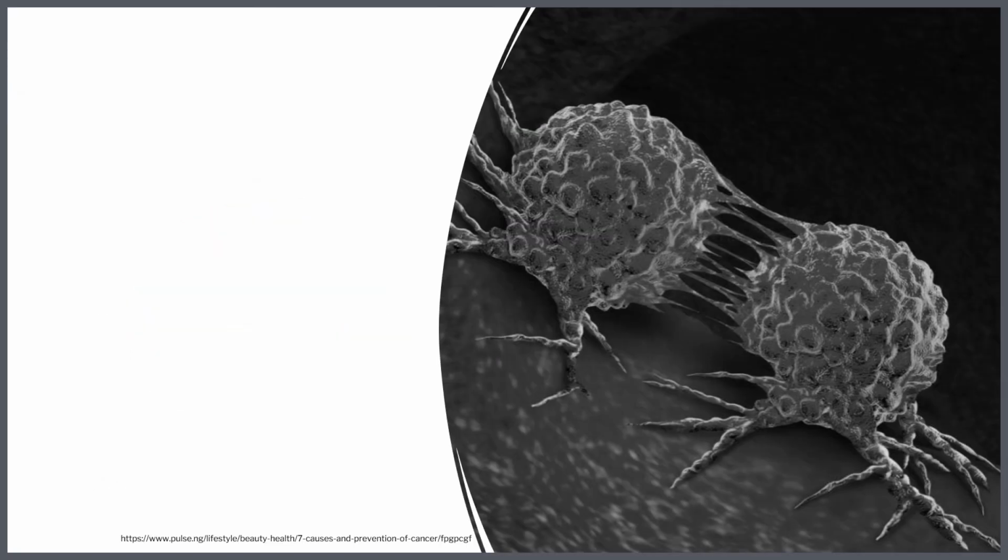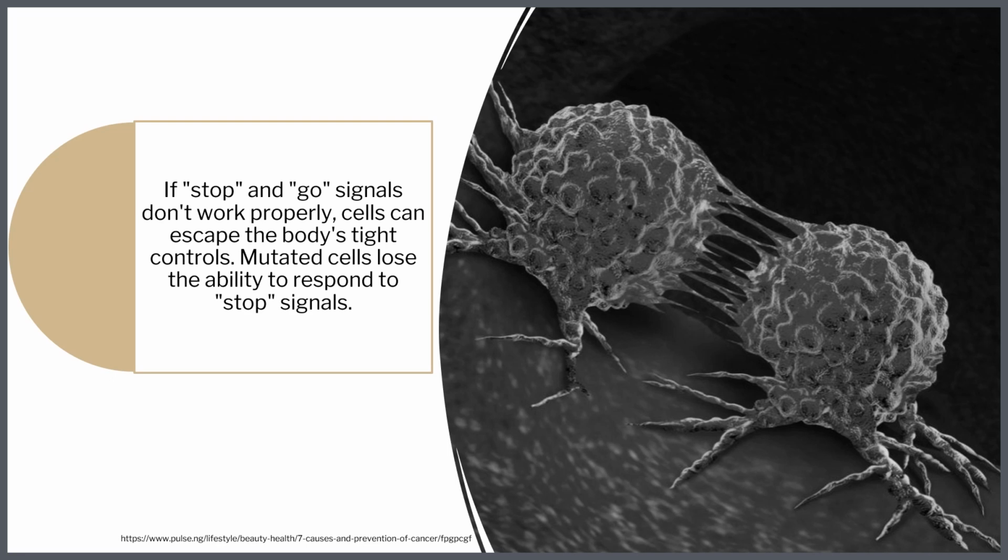Built into the cell's machinery are two signals: the go signal to stay in the cell cycle and keep dividing, and the stop signal to stop dividing and exit the cell cycle. These stop and go signals work to maintain the correct balance of healthy, functioning cells in the body.